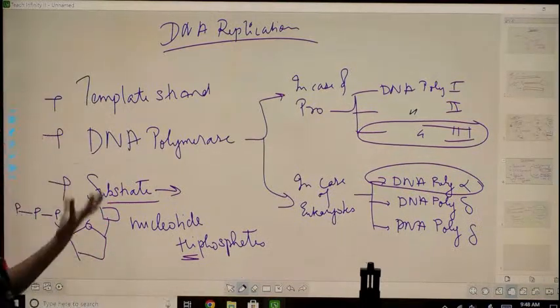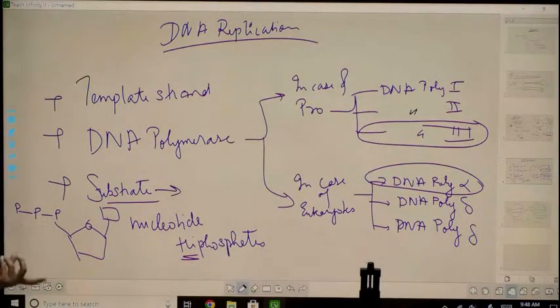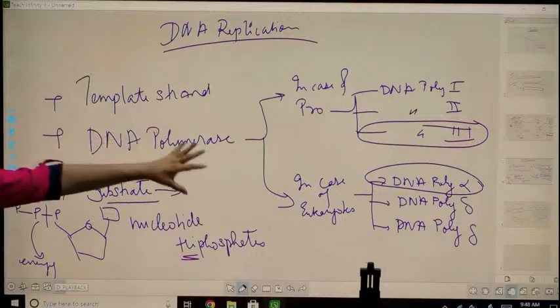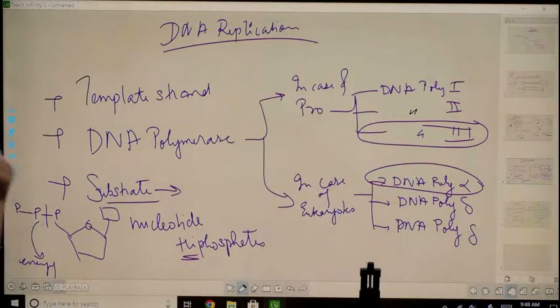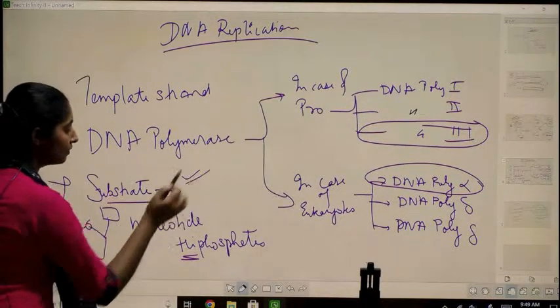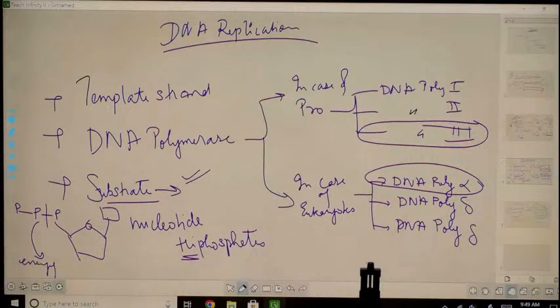And what is the advantage of possessing these 3 phosphates? They can break this phosphate bond and release energy. And this energy can be used in production of the daughter strand. So DNA replication is a process that requires energy. So where is the energy coming from? It is coming from the substrate itself, that is your nucleotide triphosphate.